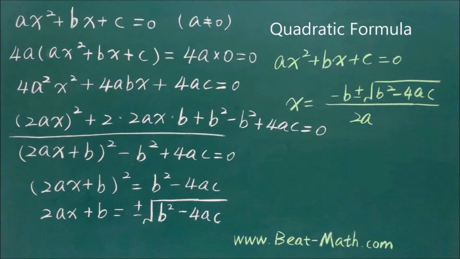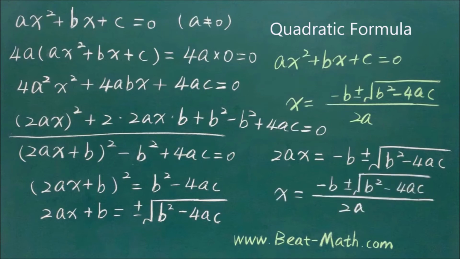Move b to the right side and change its sign to become 2ax equals negative b plus or minus the square root of b squared minus 4ac. Divide by 2a on both sides to get x equals negative b plus or minus the square root of b squared minus 4ac, divided by 2a. Now we're done. That's the proof.